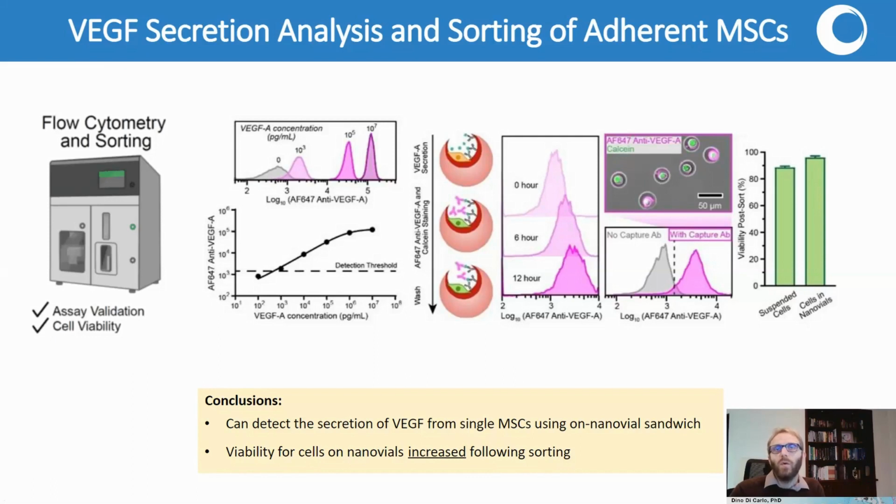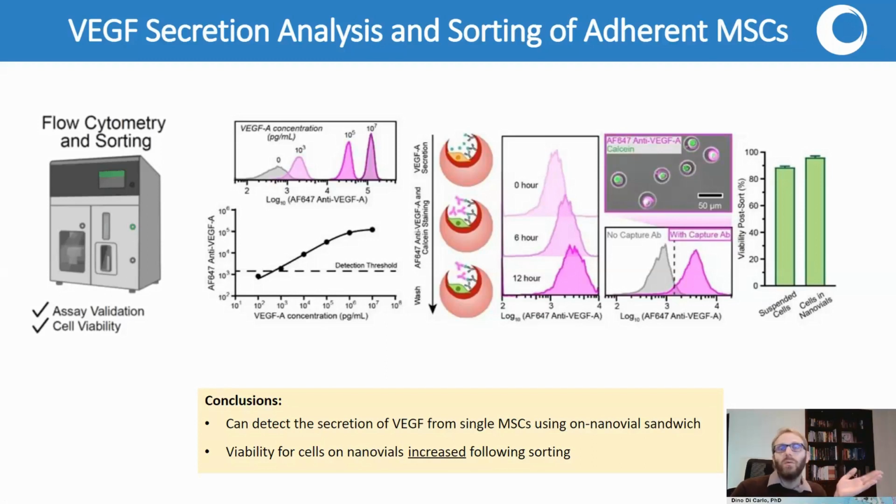So how does the assay work on the nanovial? As we increase the concentration of recombinant VEGF, what kind of signal increase do we see on the nanovial? We see more than 2 orders of magnitude increase in signal. And when we add cells and allow them to secrete, we see an increase in signal of the anti-VEGF antibody over time as they secrete more. And without capture antibody, you don't see that signal.